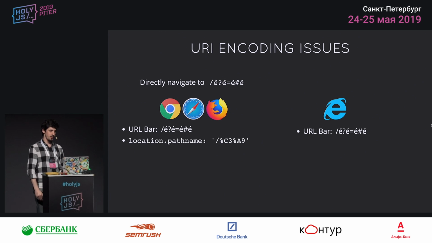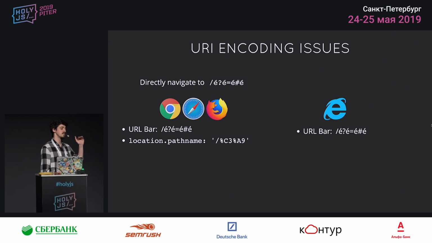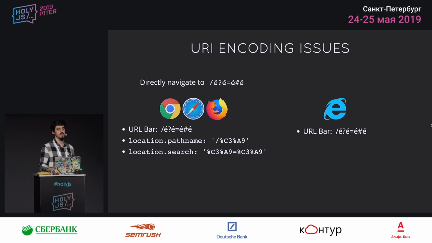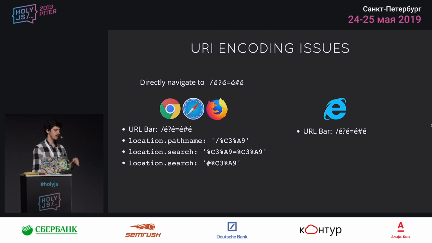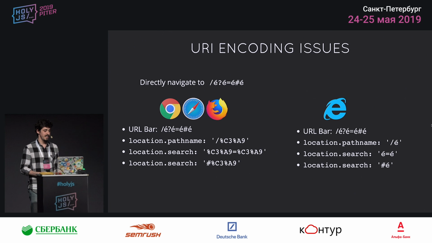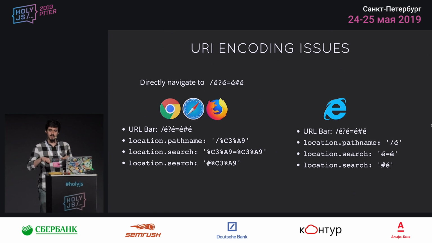But if we look at the location on Chrome, Safari, and Firefox, we have the encoded version. So we have %C3%A9. We look at search, which is the query, and same: C3A9 equals C3A9. And then we look at the hash, and we have the same, C3A9. So great. So what is Internet Explorer going to do? Well, nothing at all. It doesn't care. It just takes the whole thing and gives it to you.